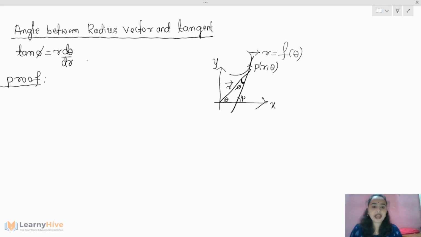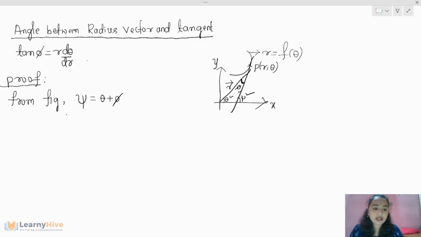Now straight away I'll start with the diagram. We can see that the exterior angle we have is psi. This is our exterior angle, and from the concept of geometry we know that this exterior angle is equal to the sum of the interior opposite angles, that is theta plus phi. So we have a standard statement that the exterior angle is equal to the sum of the interior opposite angles.